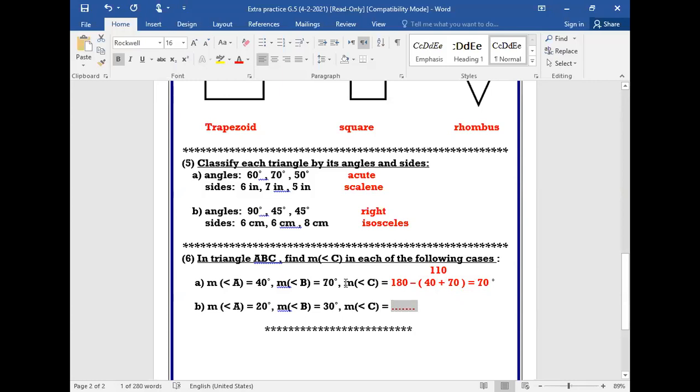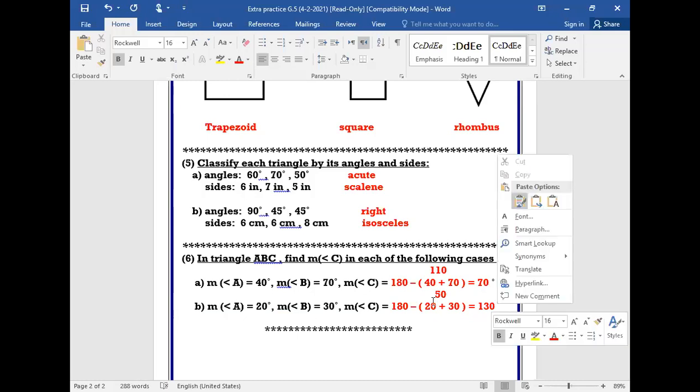Measure of angle A is 20 degrees, measure of angle B is 30 degrees, then measure of angle C equals 180 minus 20 plus 30. We add firstly 20 plus 30 equals 50. And then we subtract 180 minus 50 equals 130 degrees. Thank you.